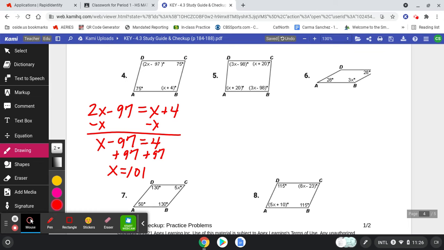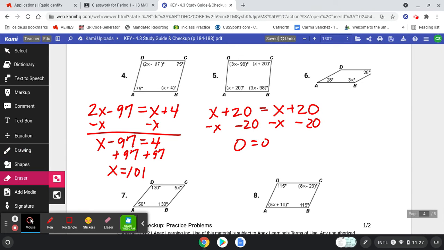So for this next one, again, you can choose to do the opposite sides are congruent, or you can choose to do the supplemental equals 180. I'm going to do opposite are equal. So I'm going to go x plus 20 is equal to x plus 20. And if I subtract the x and then I subtract the 20, do you see how it just gives me 0 equals 0? So in this case, this one didn't help me solve. So I'm going to use the supplementary concept.